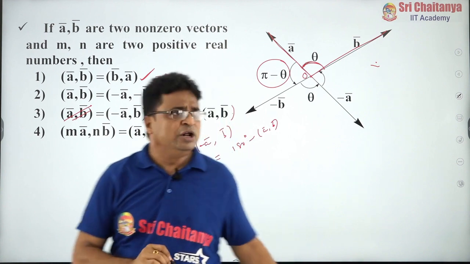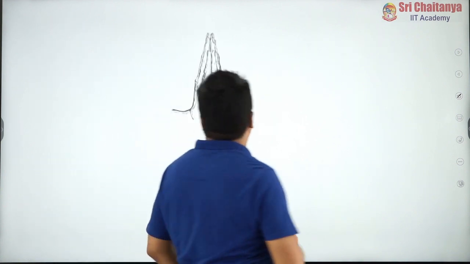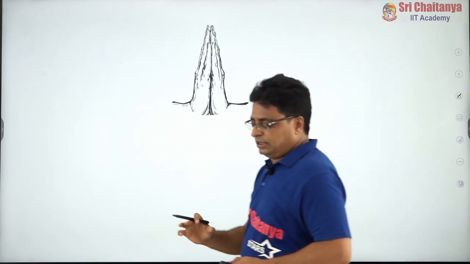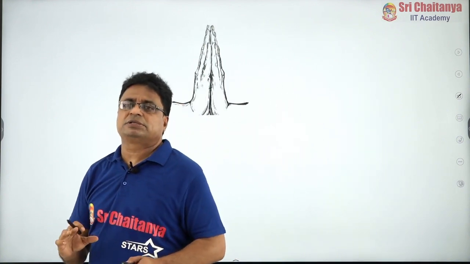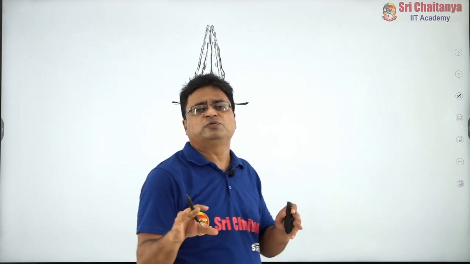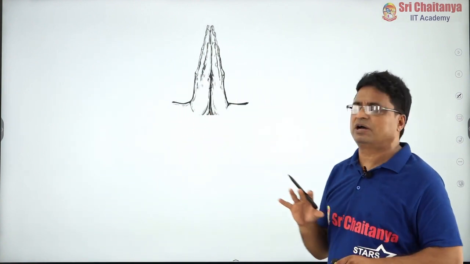Okay, my friends. Now, this is about angle between two vectors and basic definitions of the vectors. Here I have concentrated only on basic and important definitions which are very, very useful in vectors.